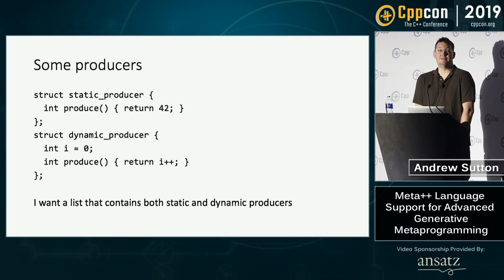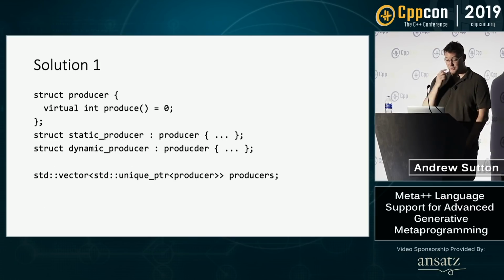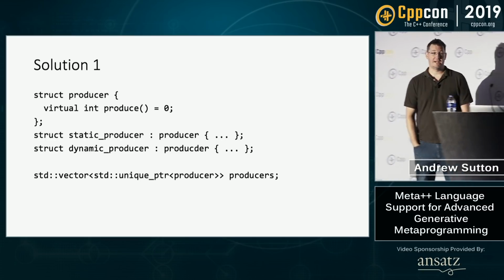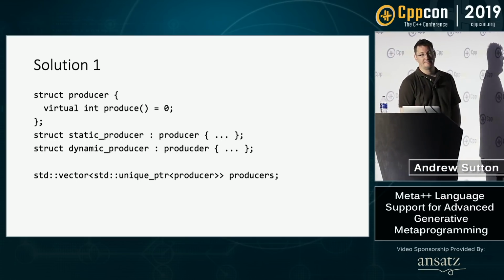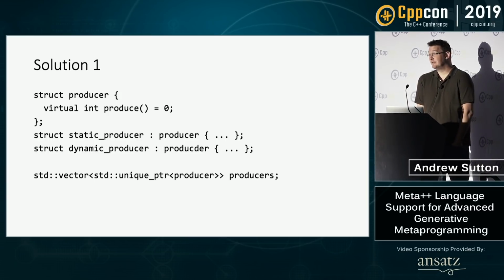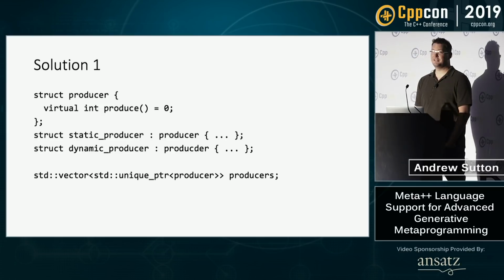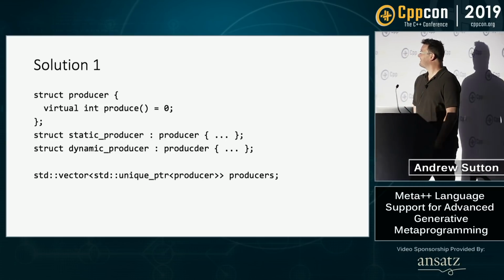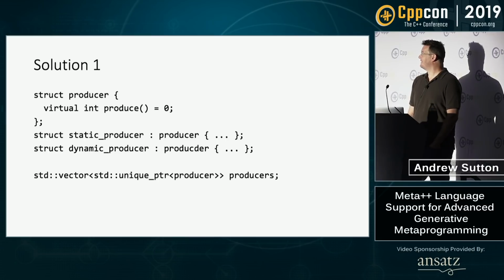Right? Pretty common problem. There's a bunch of different ways you can solve it. For example, we could do this. We can generate an abstract base class, go and derive from that in each case, make a vector of unique pointers, shared pointers, do whatever you want here. Just, as usual, no naked pointers. That's bad C++. But I have problems with this.